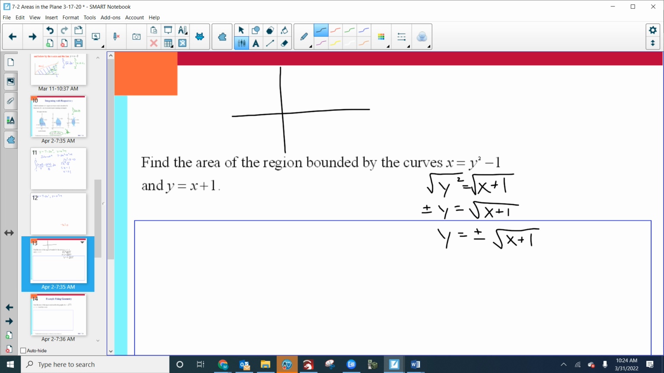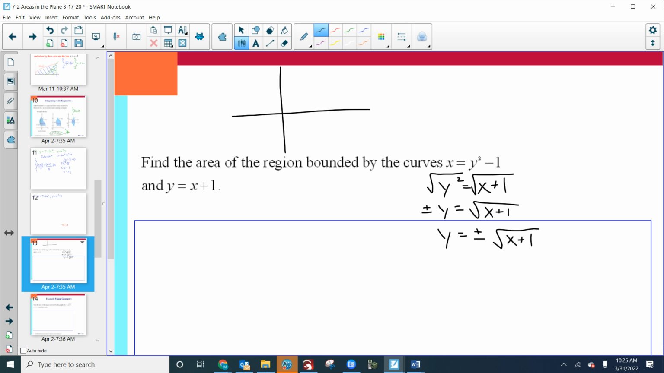So, a quick little sketch. Do you guys know what the square root function looks like? Not plus or minus, but just the square root. We looked at it yesterday. What does it look like? Like an arm, right? Top half of a sideways parabola. This one is going to be the top and the bottom half of a sideways parabola. It's going to have a vertex and go one way.